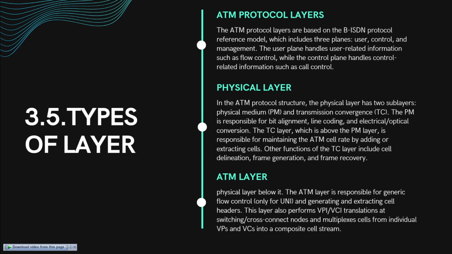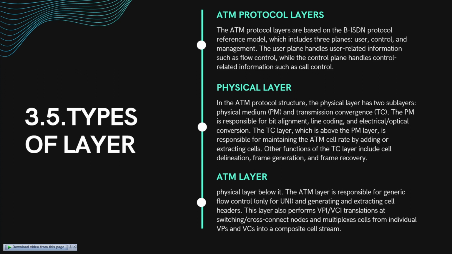We're going so far, and now we reach the three types of layers. There are three types of layer, which is the ATM protocol layer. The ATM protocol layer is based on the BISDN protocol reference model, which includes the three planes: user, control, and management. The user plane handles user-related information such as flow control, while the control plane handles control-related information such as call control. And for number 2, physical layer.